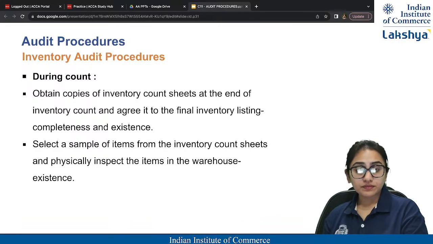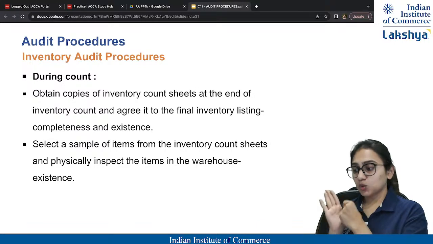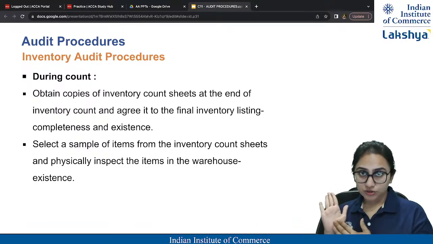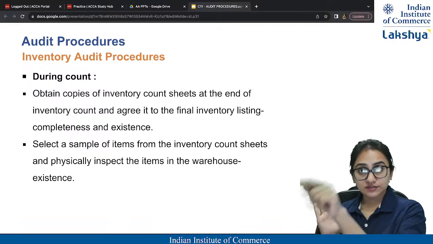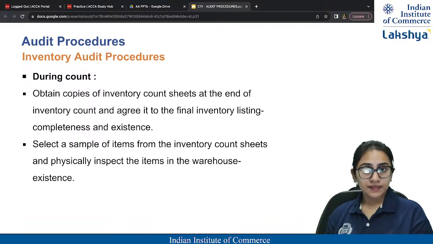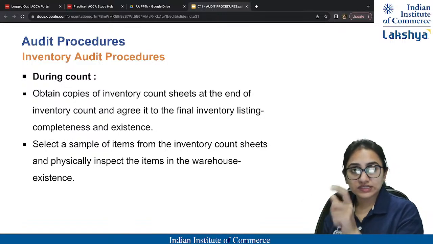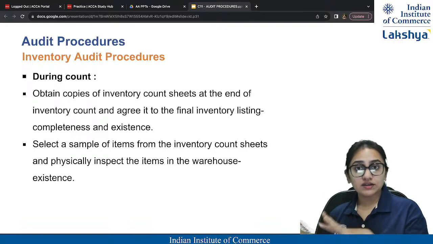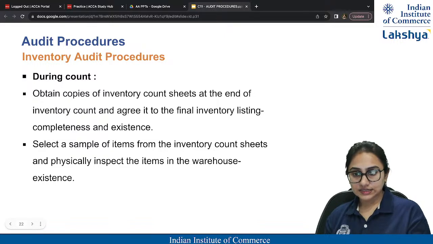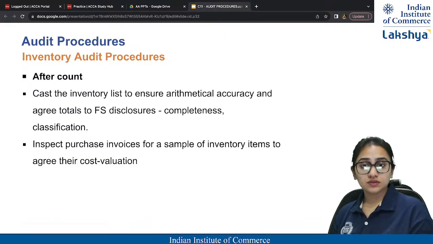Then one thing you can do is, you have counted the inventory and noted it on that count sheet. So randomly select an item on the count sheet, go and see if it is really there in the inventory. That means your count sheet is correct, and you can do vice versa also. Randomly pick an item from the physical inventory and trace it to the inventory records to see its existence.